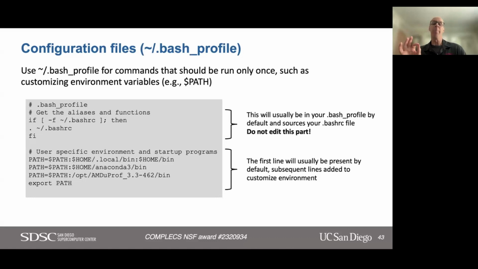Use .bash_profile for commands that should be run only once, such as customizing environment variables. So if you look in your .bash_profile, you're going to see some content at the top, which is going to be there by default. I'm going to say do not edit that part. Those first three executable lines, if -f .bashrc, then and so on, you absolutely need that. You don't want to mess with that. Below that is where you could start adding your customization. So you can see here that I'm making some customizations to my PATH variable.